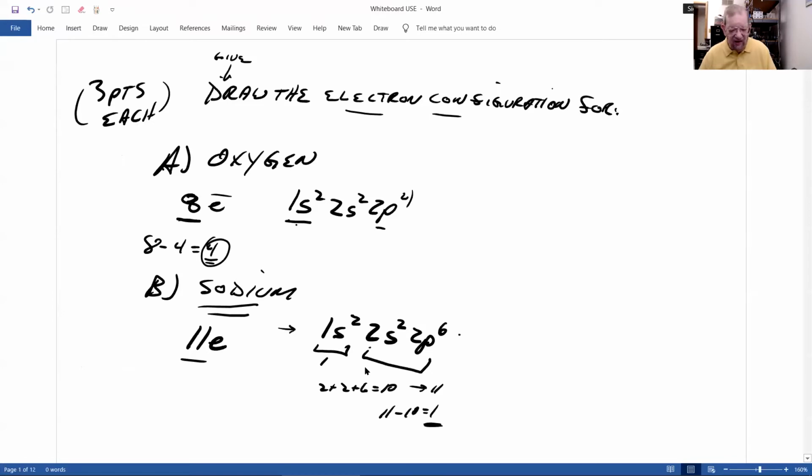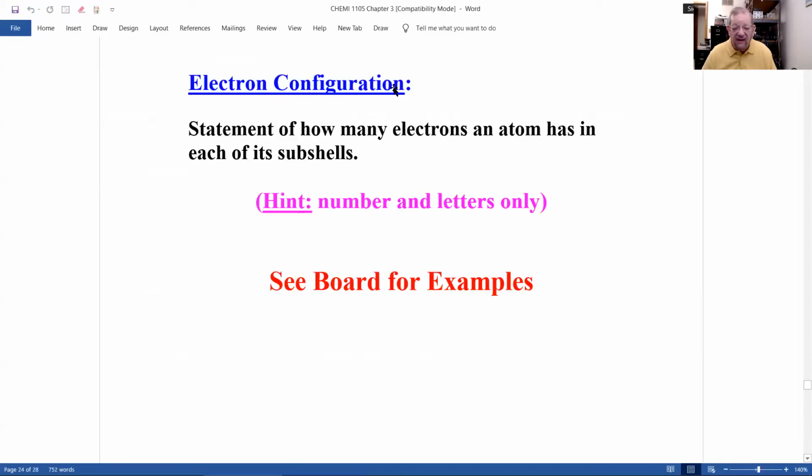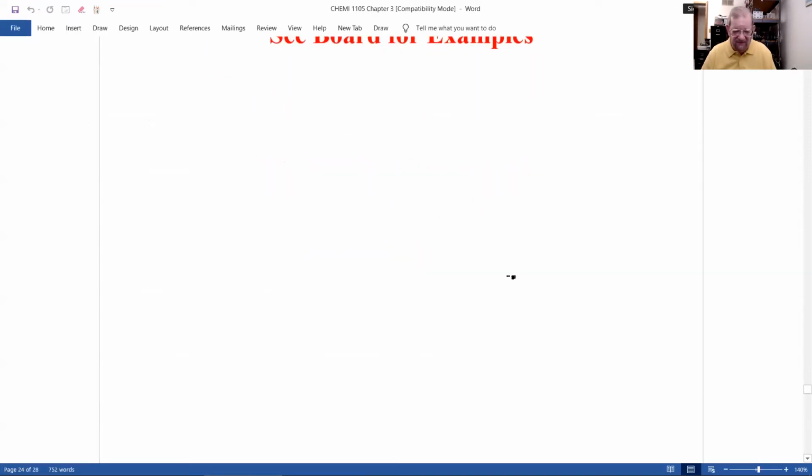Next shell is 3. The first subshell is 3s. And how many electrons can I put in any s orbital? 2, but how many do I need? 1. I'm done. 1s2, 2s2, 2p6, 3s1. Ooh, that was a mouthful. And that's how you do electron configuration. And it's only numbers and letters.